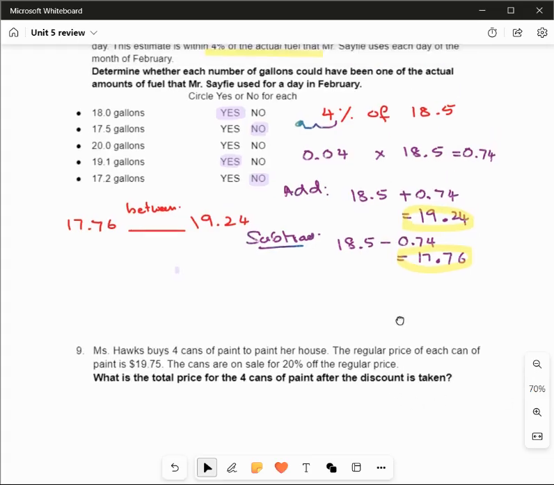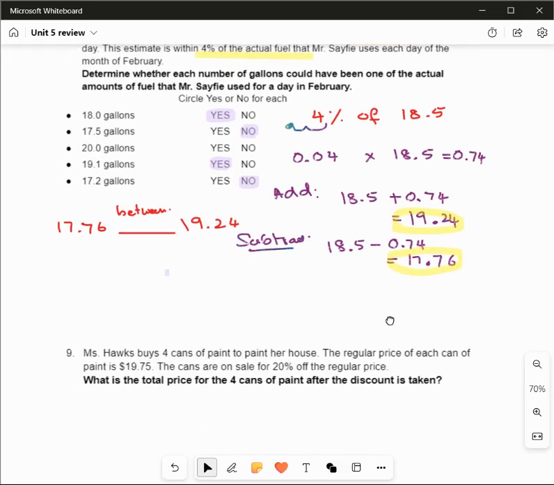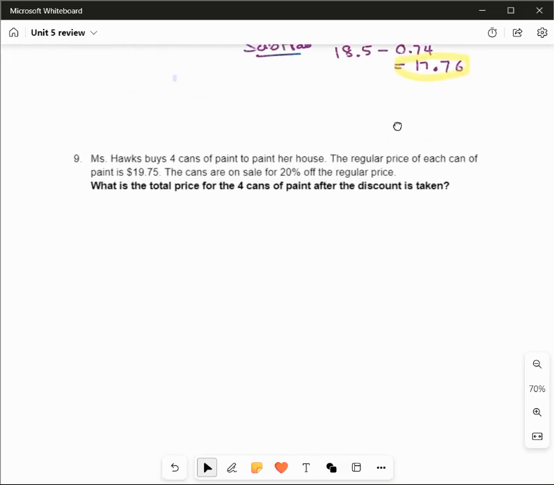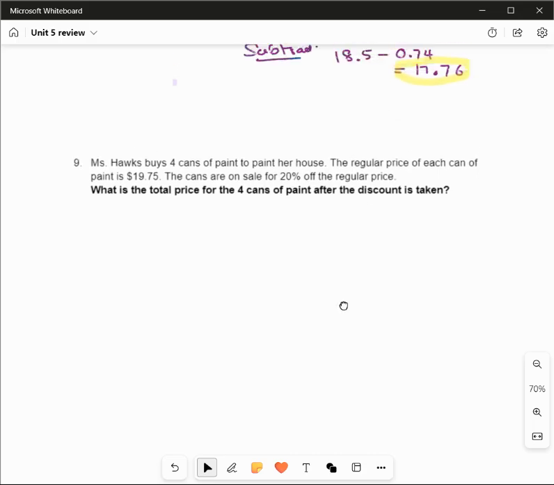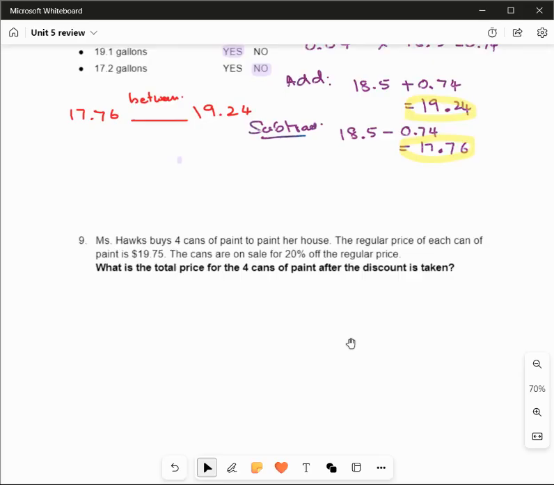Let's move on to question number 9, or the next question. I'll do number 9, and you guys will be working on number 10. So let's do number 9. This one says Hux buys 4 cans of paint for her house. Obviously we can see the regular price is this much, and then there is a sale. Sale means you're going to subtract because you're getting that much off the price. So 20% off the regular price. What is the total price of the 4 cans of paint if the discount is taken?